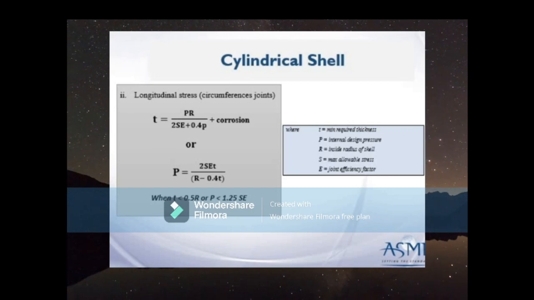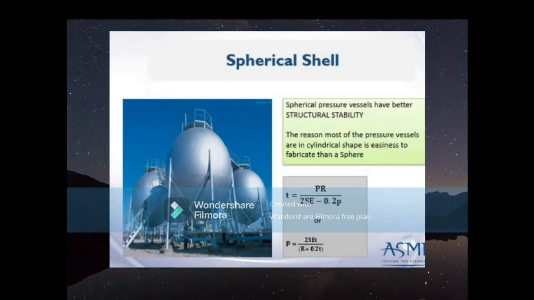When the thickness does not exceed 1/2 of the inside radius, or P does not exceed 0.385 SE, the formula shall apply. Longitudinal stress, circumferential joints: T equals P times R divided by 2 times S times E plus 0.4 times P, plus corrosion. Or P equals 2 times S times E times T divided by radius minus 0.4 times T. These longitudinal stress formulas are limited to use when the thickness is less than or equal to 1/2 of the inside radius or P does not exceed 1.25 SE.